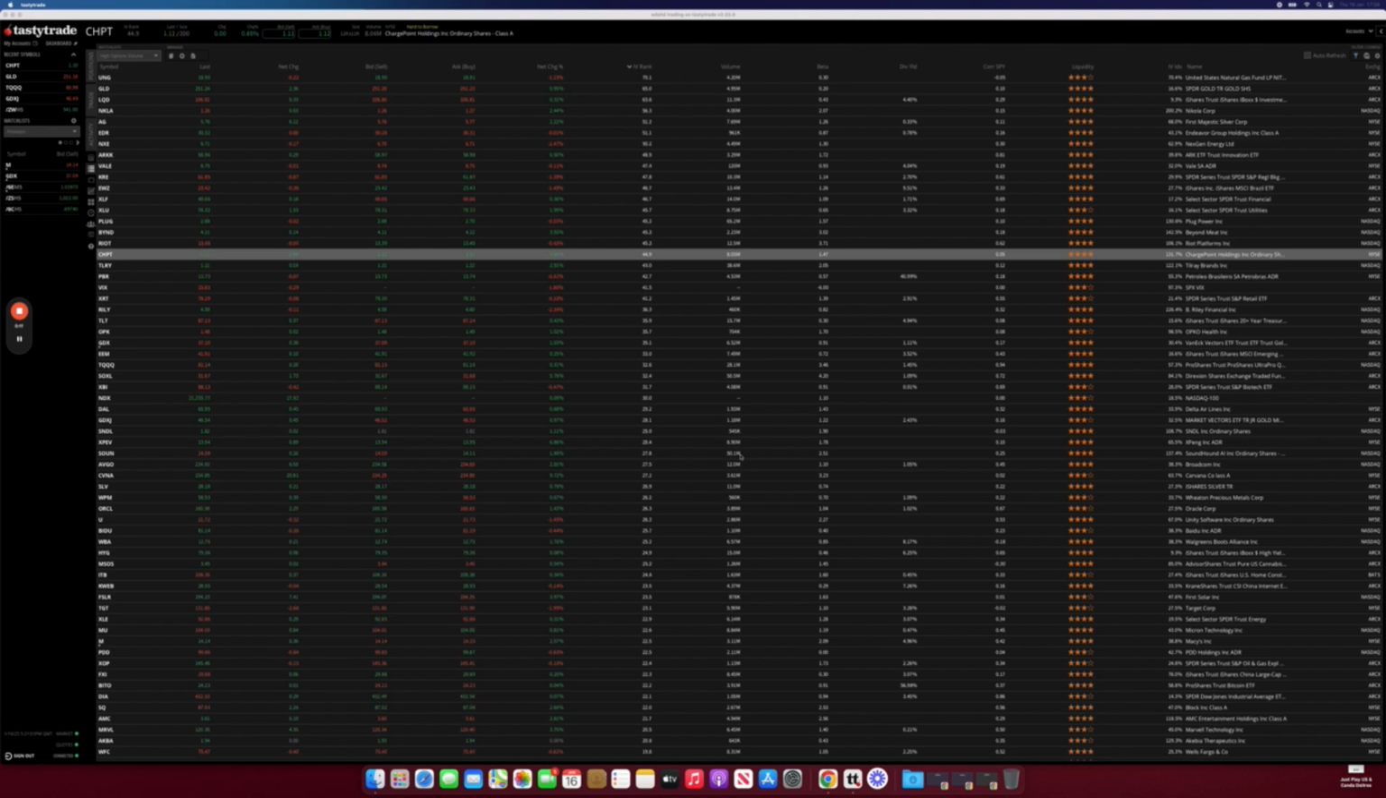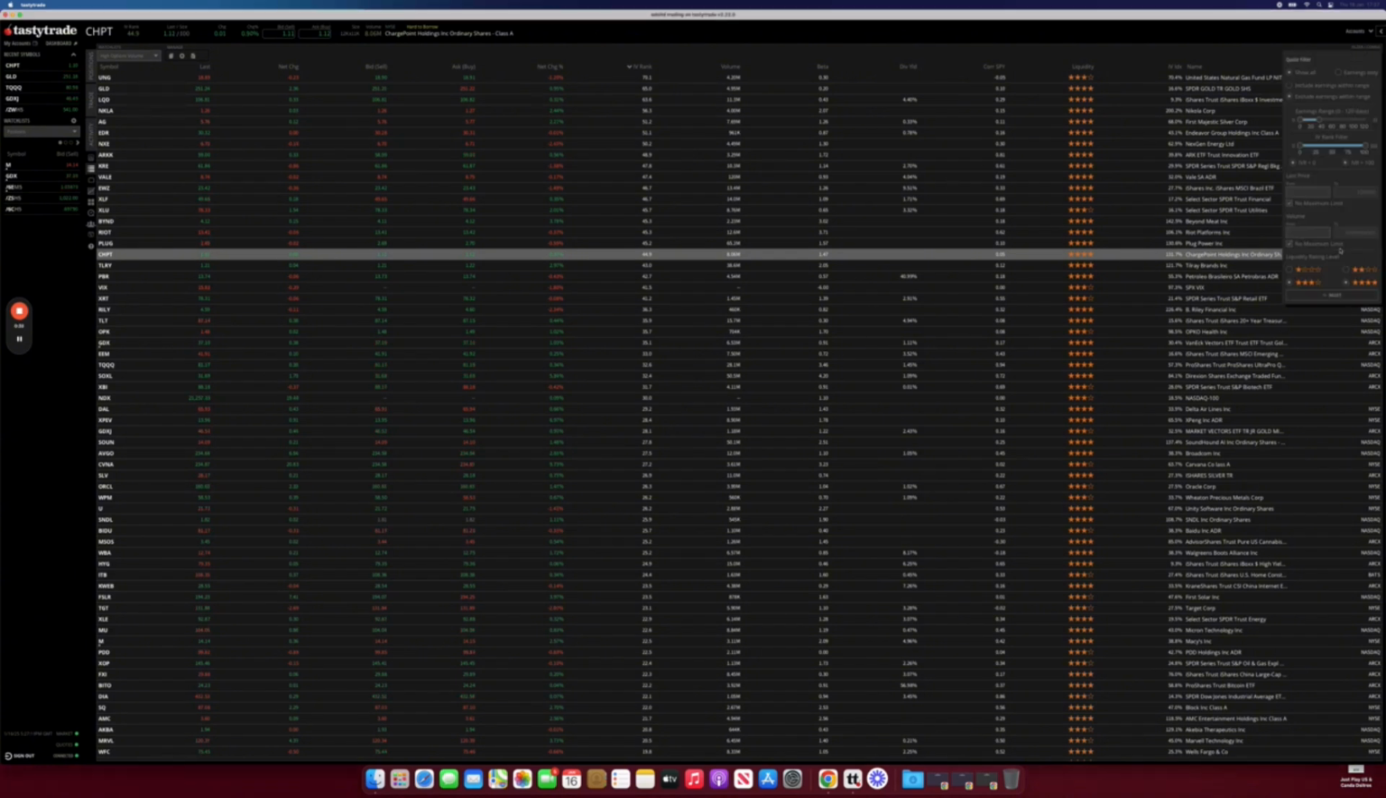So the first thing you want to do is open up your watch list. This is a pre-made watch list that we've got open at the moment. You can use any watch list, just make sure that you have a nice diverse selection of underlyings on your watch list. And what I personally like to do is filter out anything that has a low liquidity rating level. We're only interested in trading liquid markets.